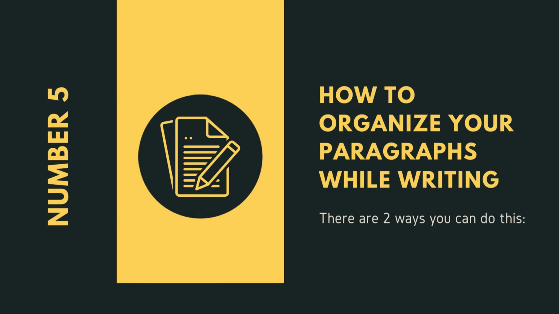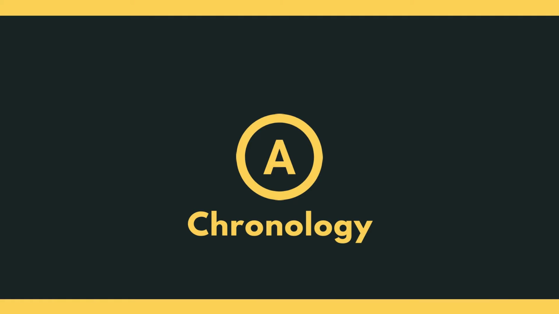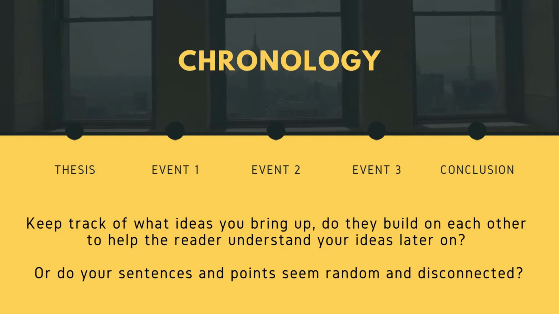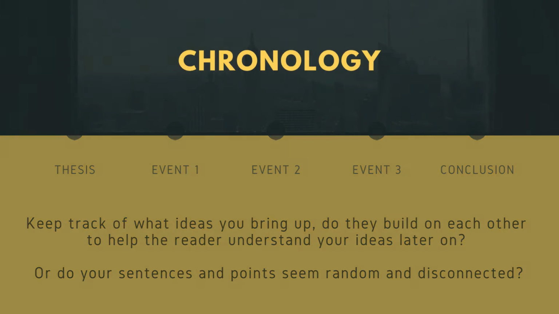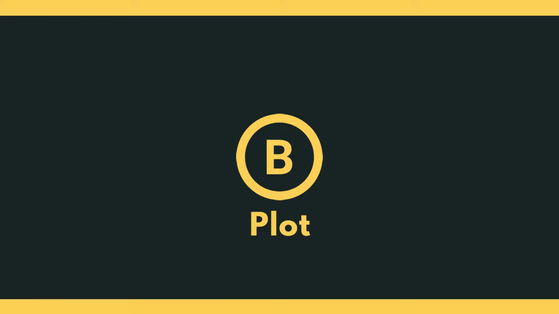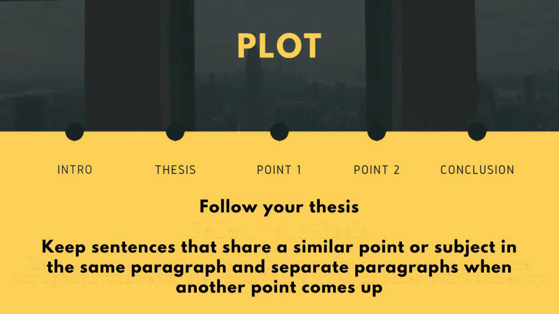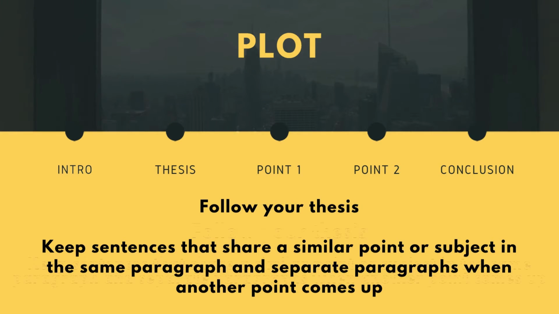Number 5. How to organize your paragraphs or ideas. A. Chronology. Say if you are writing about literature or history, it can be very important to trace events in the order that they happen. B. Plot. Follow your thesis and make sure whatever you write supports your main idea.